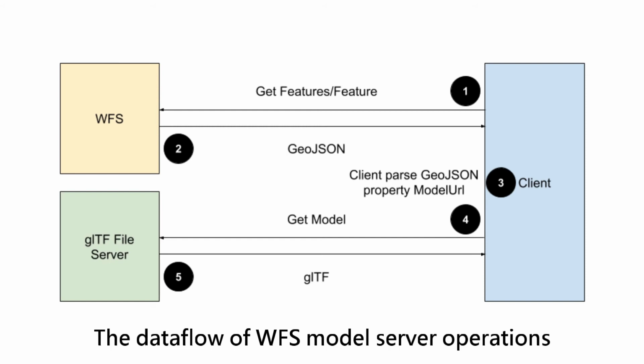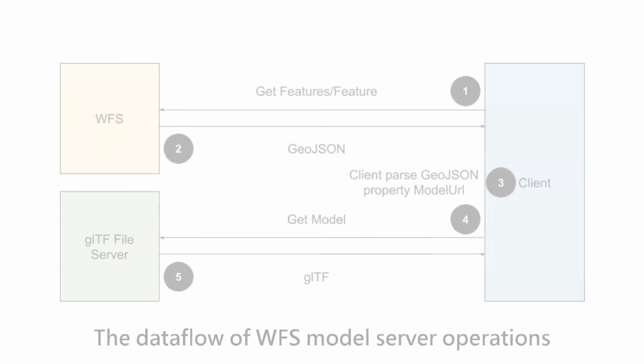Since the support for 3D models is out of scope of GeoJSON in OGC API Features, we added the glTF model URL as a property of building features. So after receiving the GeoJSON response, the client can also download 3D models directly by parsing the property model URL of the features in the response GeoJSON.